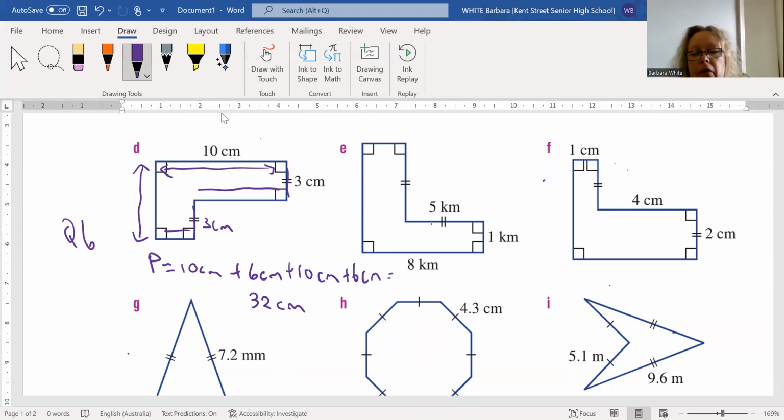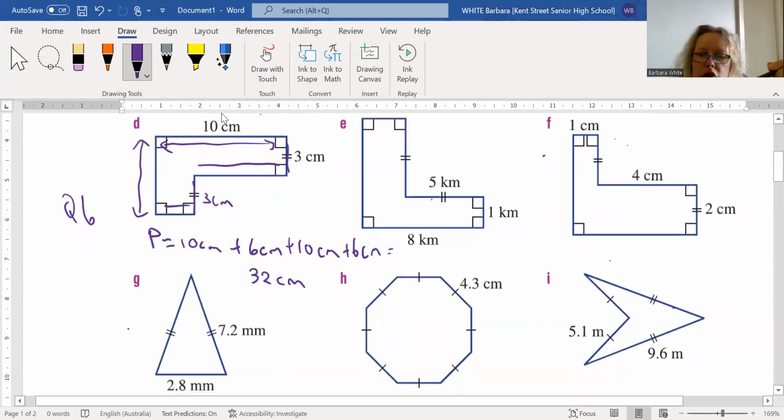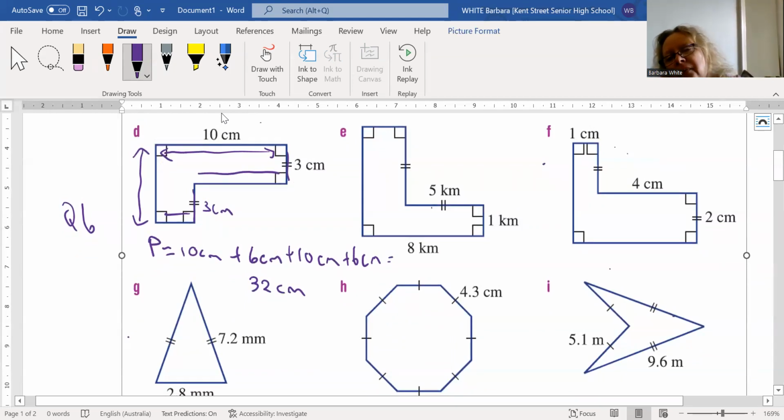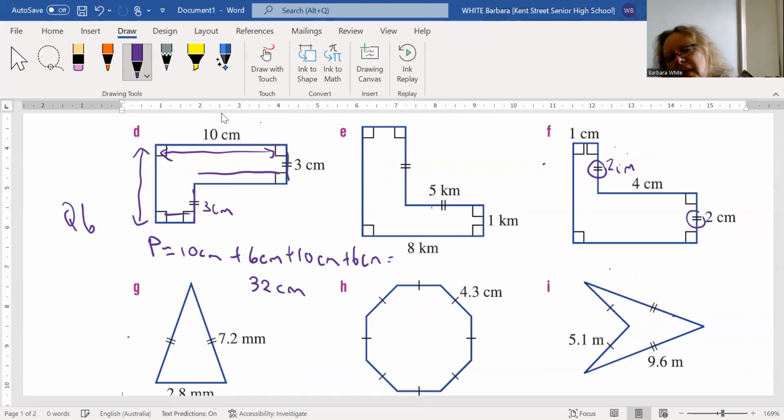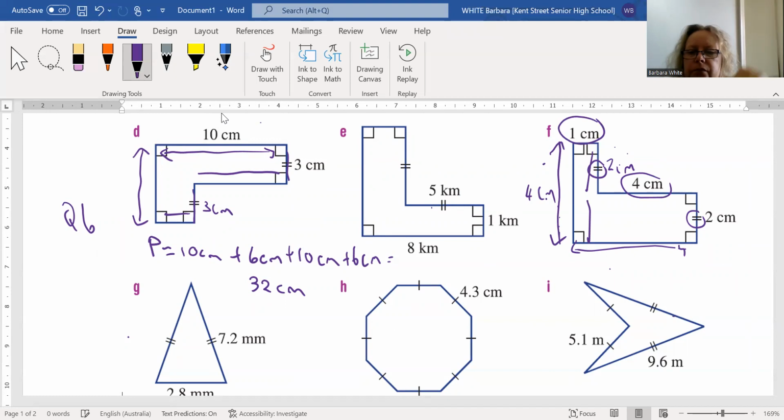So you're going to start by finding all the lengths that you don't know. I'll quickly skip over to F. This one's going to be 2 centimeters because these two are the same. And if that's 2 centimeters and that's 2 centimeters, then obviously this side here is going to be 4 centimeters. Right? Same across the bottom. This distance across here is going to be this one plus this one. So write down all the lengths and then write them out like this in your book. Okay? Like that.